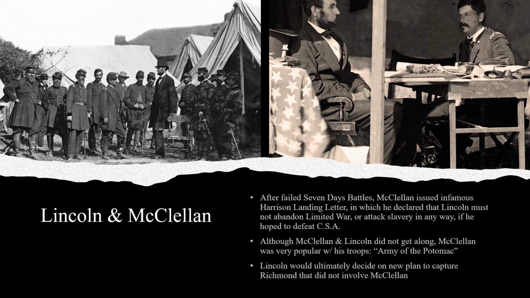As McClellan evacuated the Virginia Peninsula at Harrison Landing, he wrote a letter to President Lincoln to justify his poor performance during the campaign. In the letter, McClellan also argued that Lincoln should take a conciliatory policy against the South and not attack the institution of slavery in any way.